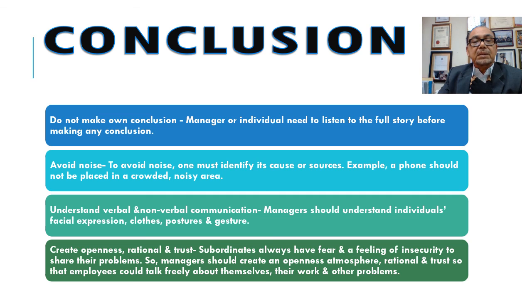Create openness, rationality and trust. Subordinates always have fear and feel insecure to share their problems. So a manager should create openness. Communication from the lower end to the manager is sometimes very difficult because they are afraid to talk to the manager. They are afraid the manager may not want to listen, or may not want to decide, all kinds of things. So you as a person must create openness.